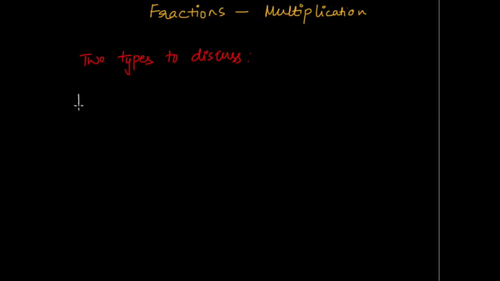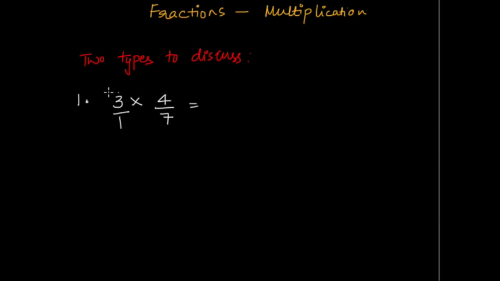The first type is what if you don't have a denominator for one of the fractions, but for the other one you do have a numerator and denominator. Something like, for example, 3 times 4 by 7. Here we are multiplying the fraction 4 by 7 times 3. Technically you can write 3 as 3 divided by 1.